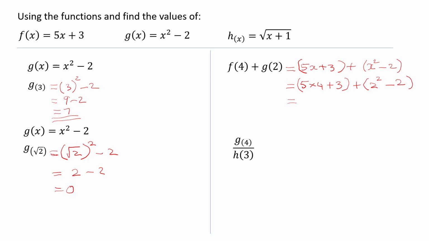5 times 4, 20, plus 3, 23, plus 2 squared, 4, minus 2, 2. So the answer is 25.